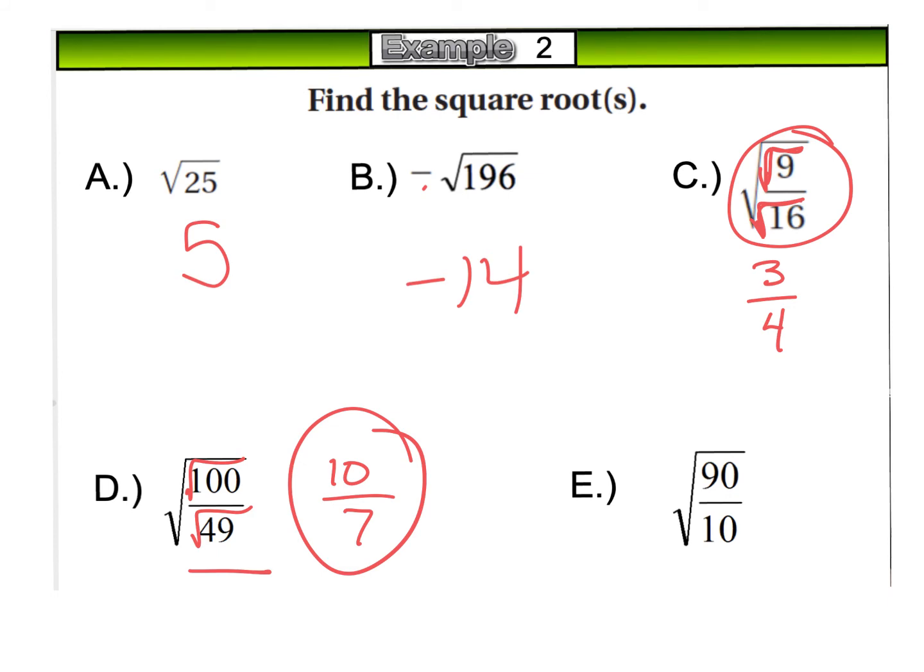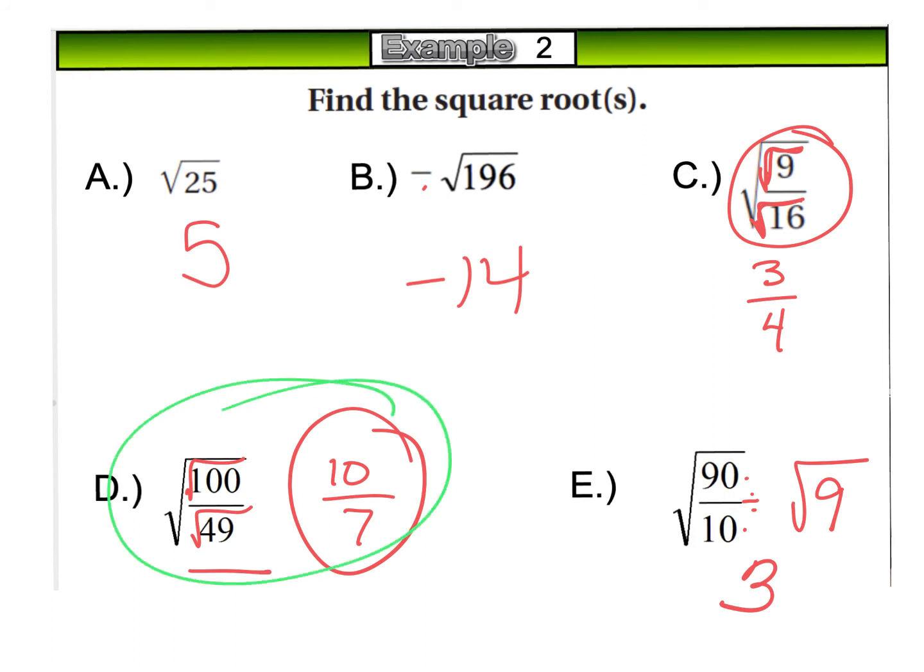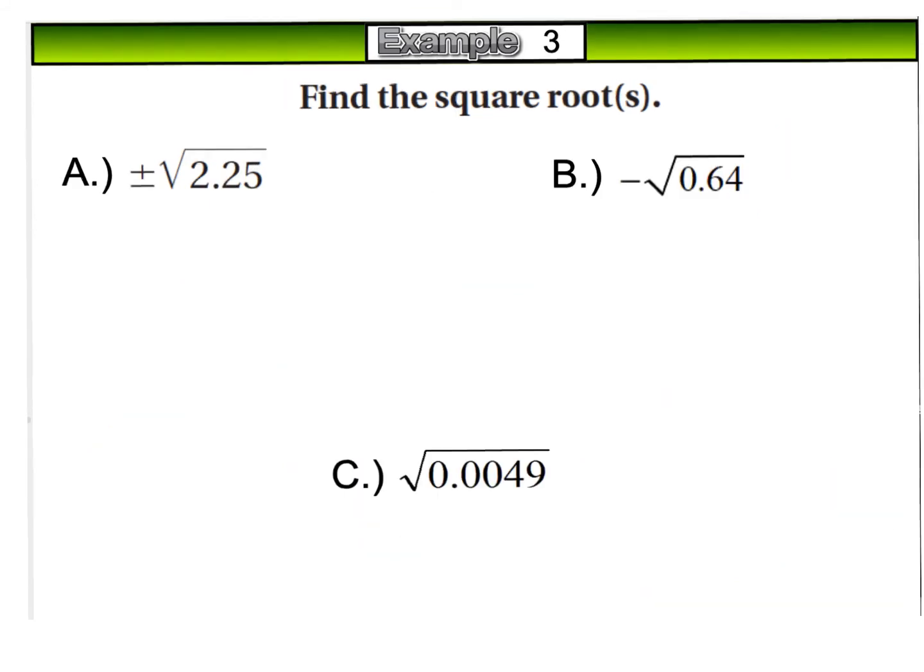Now, there's a second way to do fractions. If we look at letter E, 90 is not a perfect square and neither is 10. So what we're going to do is we're going to divide. What's 90 divided by 10? We need the square root. 90 divided by 10 is 9. Now we can do it. The square root of 9 is 3. So you're either going to have perfect squares or you're going to have to divide. Those are the two ways that we're going to do fractions.